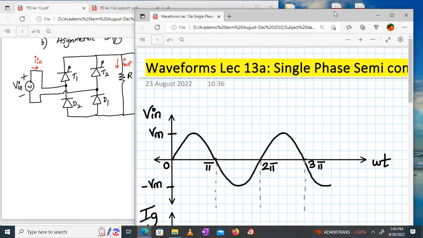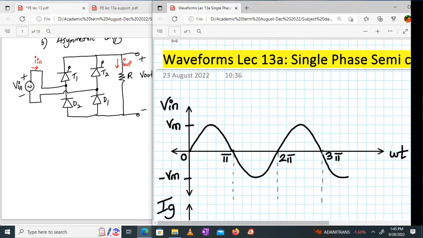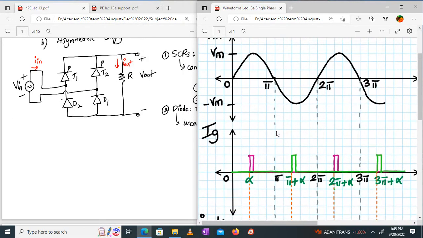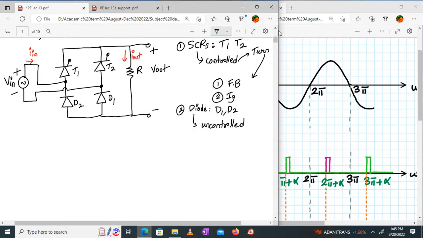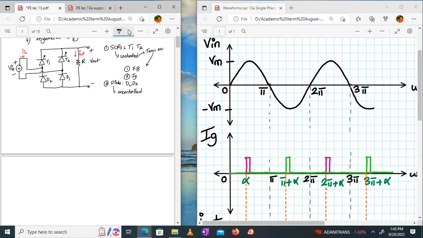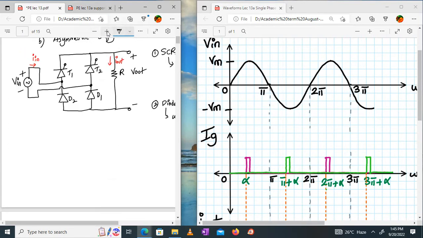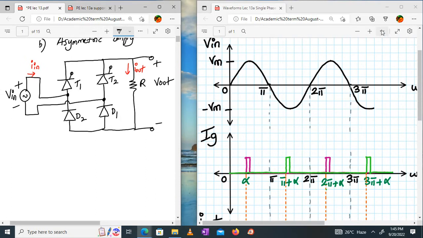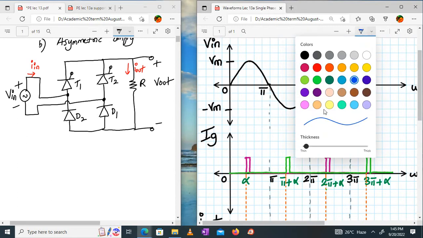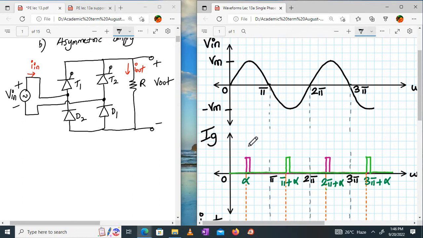Please start with your drawing. Immediately draw V in and IG quickly. V in and IG, you should draw it very, very quickly. Okay, this will be IG1, right? Again, IG1 and IG2.